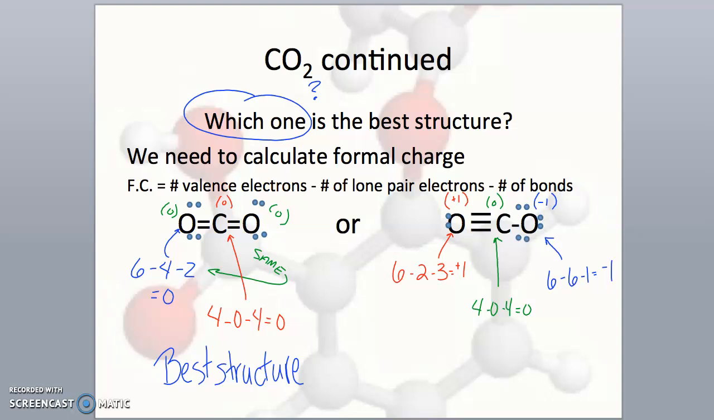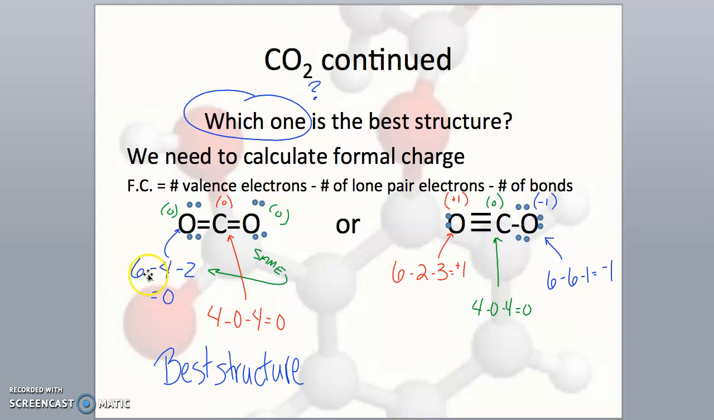So what we have to do is try to determine which one is the best Lewis structure. So we're going to use this idea of formal charge, and we've got the equation up here for formal charge. We're going to calculate a formal charge on every atom. And we're going to take the number of valence electrons for that atom minus the number of lone pair electrons, and that means we're going to count each electron. And then we're going to subtract the number of bonds. So each bond is just going to be 1 in this case.